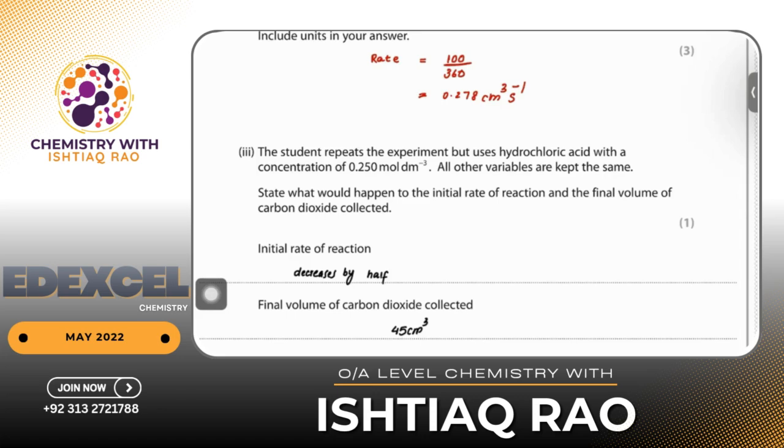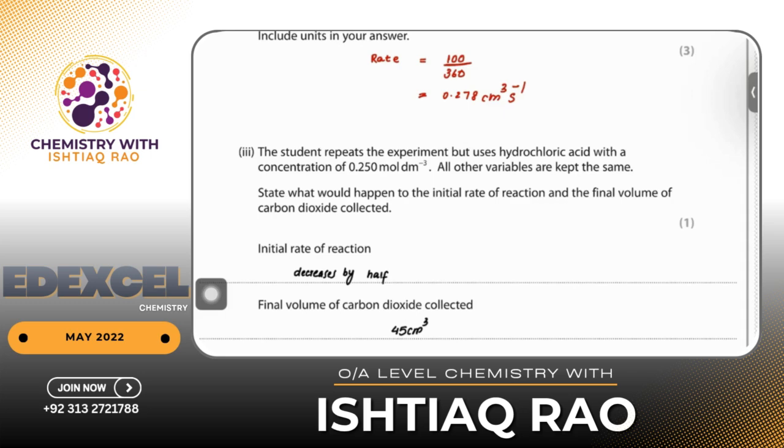When the concentration becomes half, so what's the relation between the concentration and the rate of reaction? You will see directly proportional. When the concentration increases, so the rate increases. When the concentration decreases, so the rate decreases.